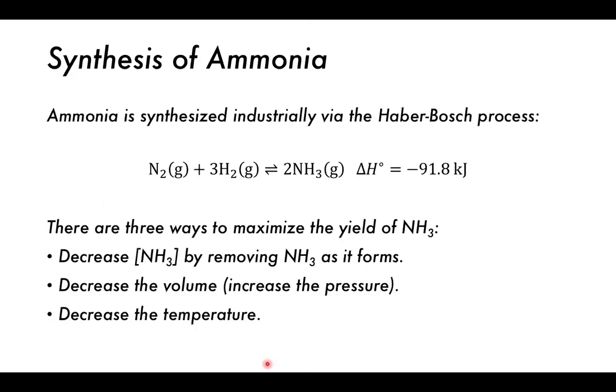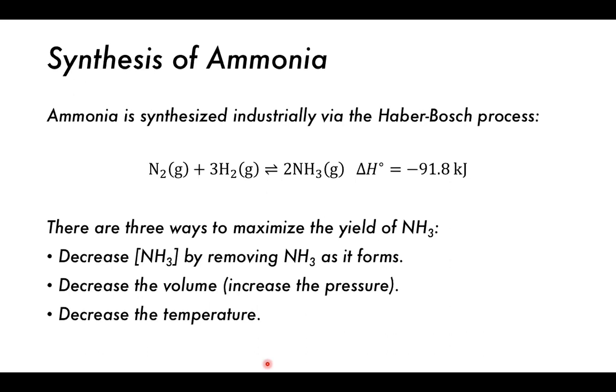Okay, so I talked about this before. We're getting towards the end now of equilibria. It's a relatively short topic, but it's very important, and it will be really important in any study of acids and bases that you do. So synthesis of ammonia. Ammonia is synthesized industrially by what's called the Haber-Bosch process. So nitrogen plus hydrogen gives ammonia. So delta H, the heat of reaction, is going to be exothermic for this process.